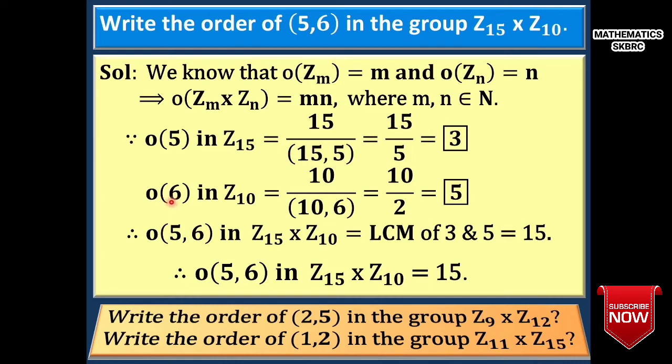Similarly, order of 6 in Z10 is 10 by GCD of 10 and 6. GCD of 10 and 6 is 2, that is 10 by 2 is 5. So order of the element (5, 6) in the group Z15 cross Z10 is equal to LCM of 3 and 5. LCM of 3 and 5 is 15. Therefore, order of (5, 6) in Z15 cross Z10 is equal to 15. Try to solve the following examples.